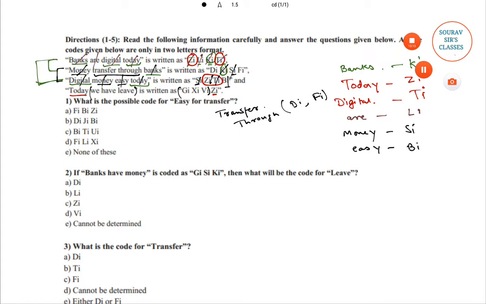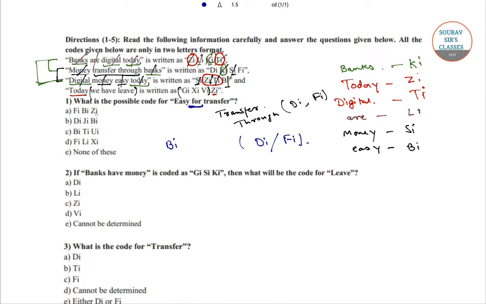So now let's solve our first question. Here we have to find the possible code for easy for transfer. Now easy is coded as BI, and transfer is coded as either DI or FI, but not both. And now the word left is for. Now we can see that for is not in the given sentences. So the code for it would be something that is not written here.